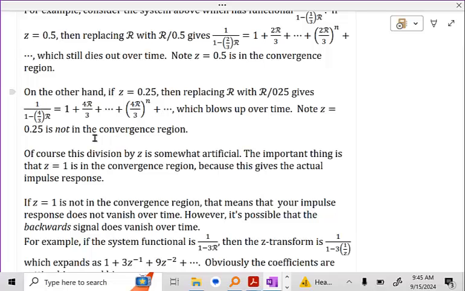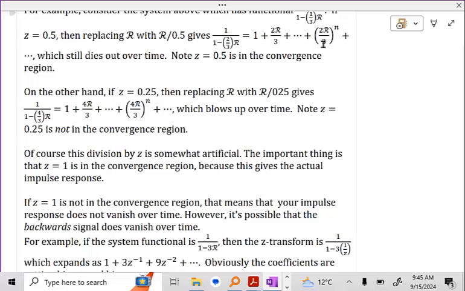Of course, this division by z is somewhat artificial. It's not something that you'd actually do in the system. Really, for our purpose, the important thing is that z equals 1 is in the convergence region, because this gives the actual system response. If z equals 1 is in the convergence region, then the signal will die out over time. Signal dying out over time is the same thing as saying that the sum converges, because since it's a geometric series, the geometric series will converge.